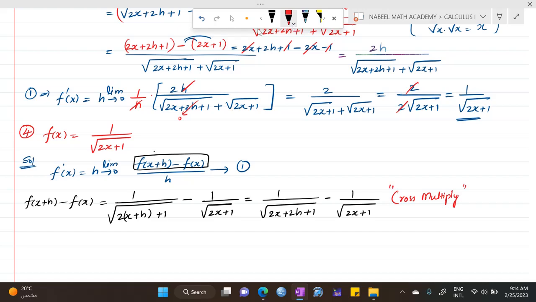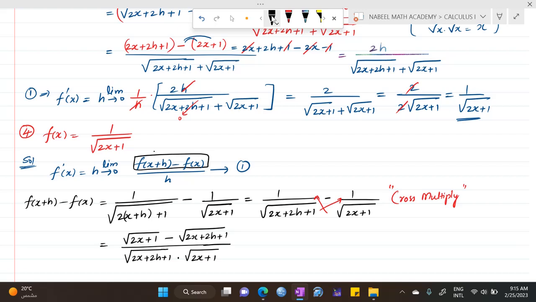If you cross multiply, what happened here? This equals the square root of 2x plus 2h plus 1 product 2x plus 1. If you multiply, you will get the square root of 2x plus 1 minus, you have to multiply the minus, so you cannot multiply inside the root, so it is outside the root, 2x plus 2h plus 1.